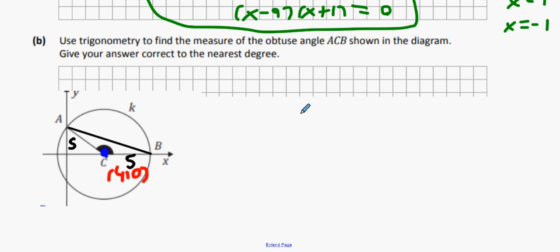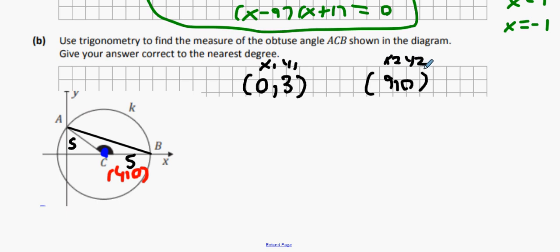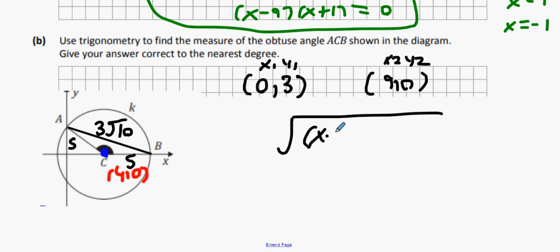I'd recommend that you put in A. What's point A again? 0, 3, is it? And what's point B? 9, 0. 9, 0, okay? You can do the distance formula. Does everyone know how to use the distance formula? Or shall I just skip it and give you the answer for the distance? All right, the distance is 3 root 10 when you do the distance formula. And the distance formula is that one there from junior to second.